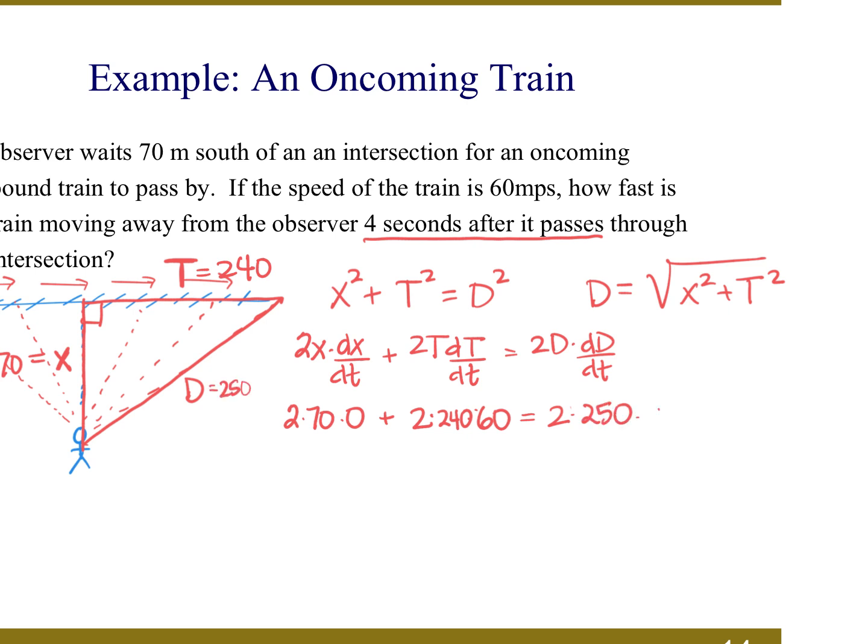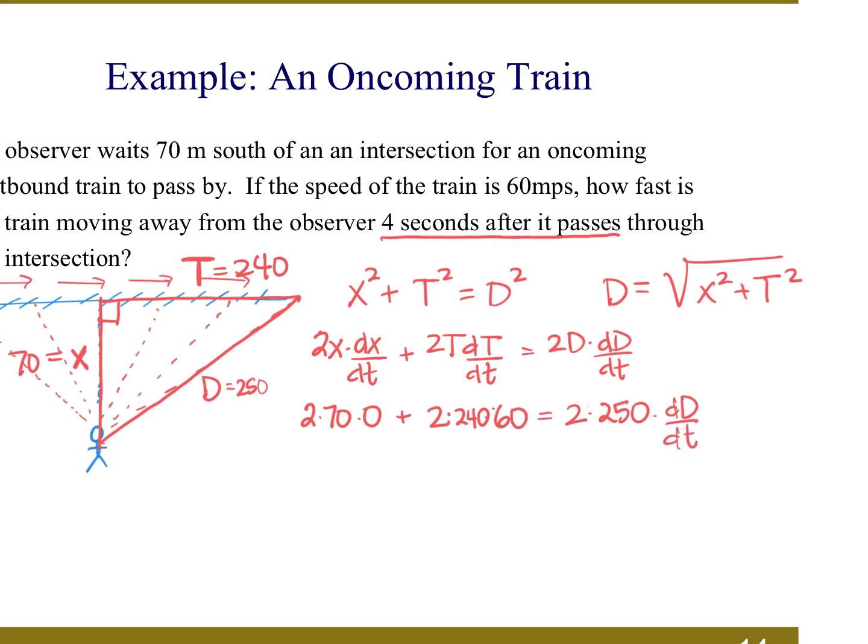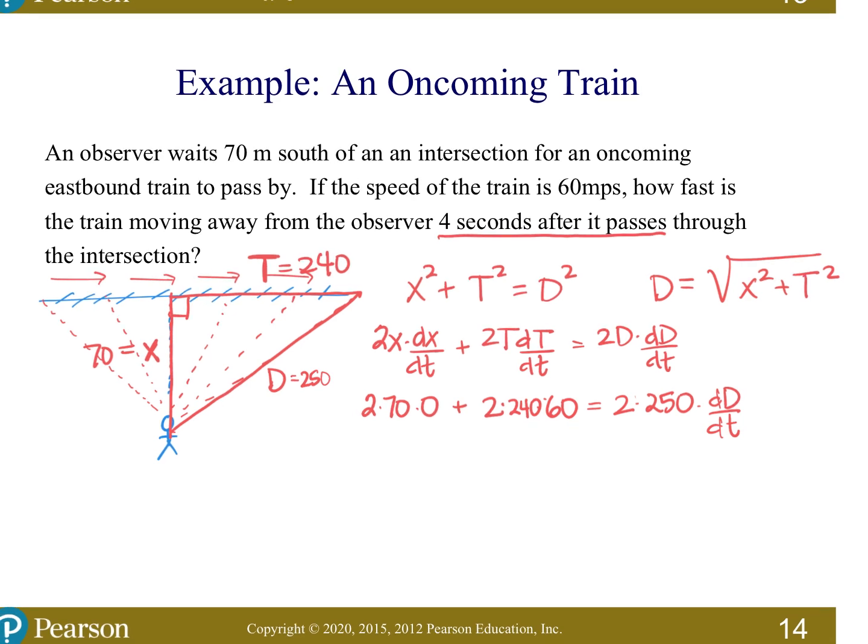And then finally, dD/dt is the speed of the distance, the gap that's growing, which is what I'm looking for in the question. How fast is the train moving away from the observer? So that's the distance or the gap between the observer and the train. So now you have all the pieces in place. We know that the 0 is going to wipe out that 2 times 70. And so we'll end up with dD/dt being 2 times 240 times 60 all over 2 times 250.